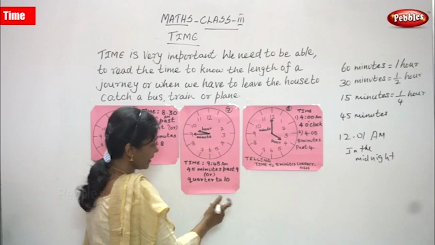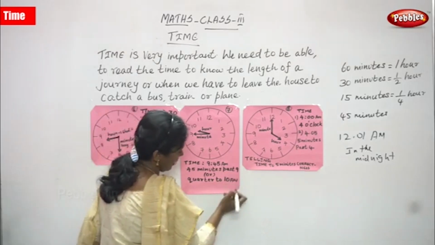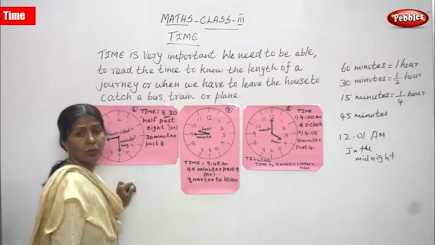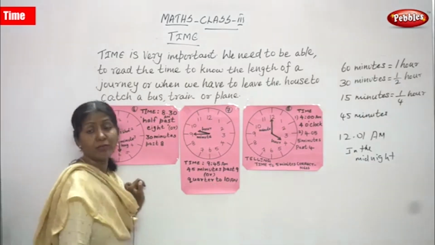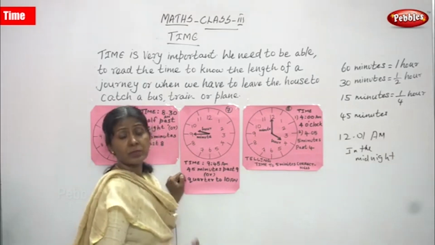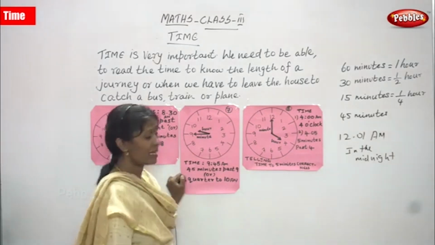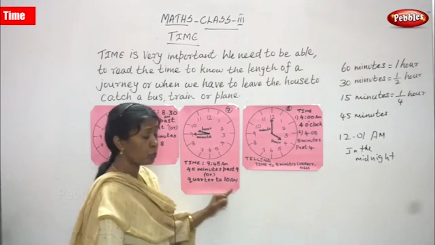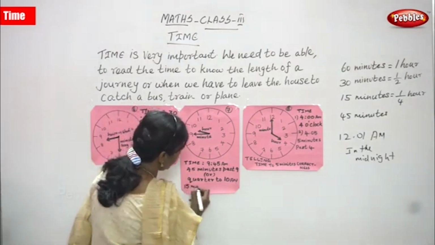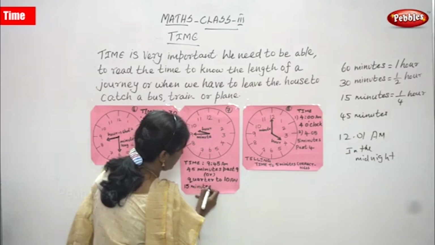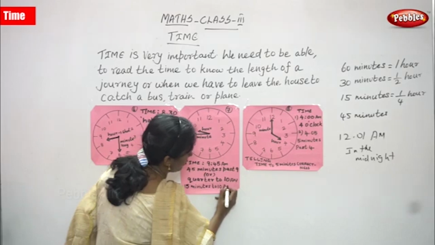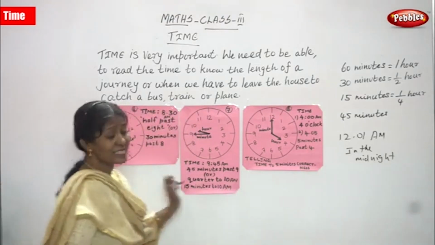Quarter to 10 a.m. means only 15 minutes more to reach 10 o'clock, 10 a.m. Just only 15 minutes to reach 10 a.m. That is quarter to 10 a.m., or else 15 minutes to 10 a.m. I think you understand the seventh sum.